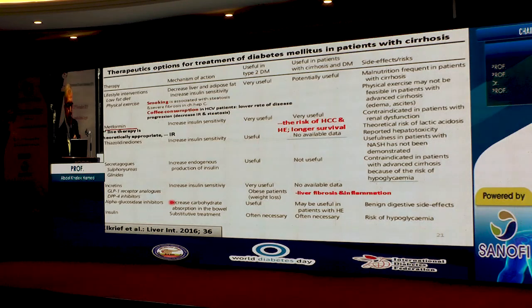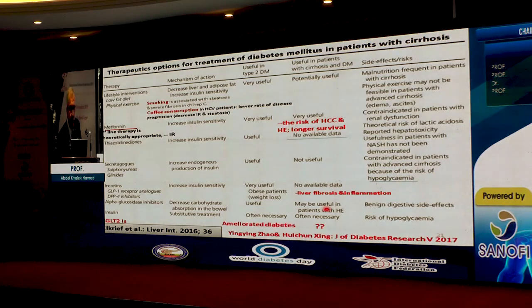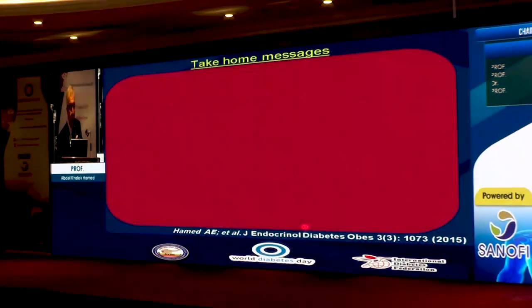الالفا جلوكوزايديز انهبيتور اللي اتشال من السوق ده كنا بنستخدمه في البيشنت بتاع الهيباتيك انكفالوباثي لان الدايريا اللي كانت بيعملها كانت بتنزل الامونيا. اخيرا طبعا الصوديوم جلوكوز ناقل بيتحشر في كل حاجه، فلسه حاطط له كلمتين جداد لكن ما هماش مهمين.